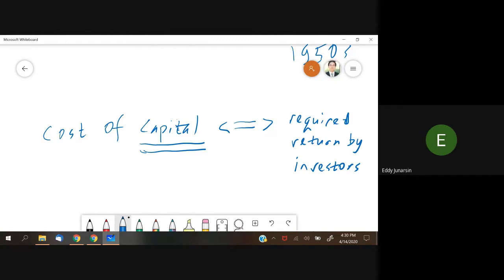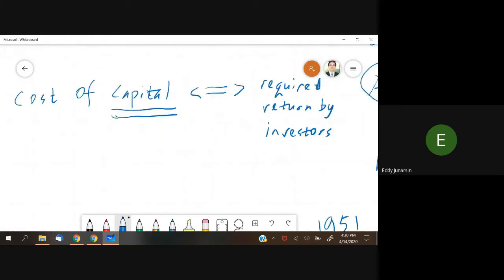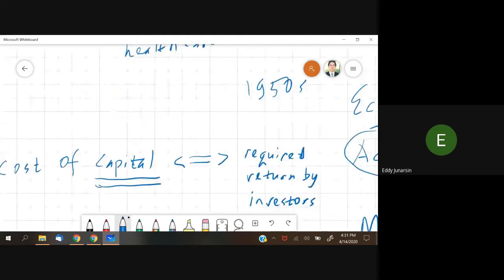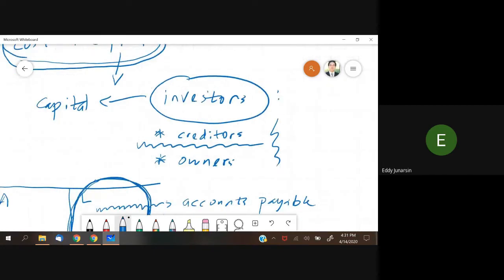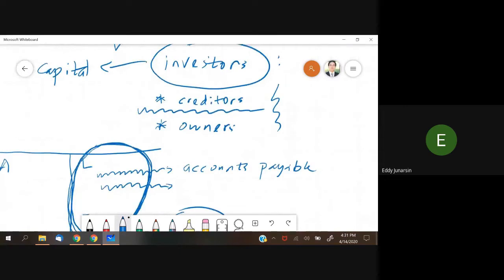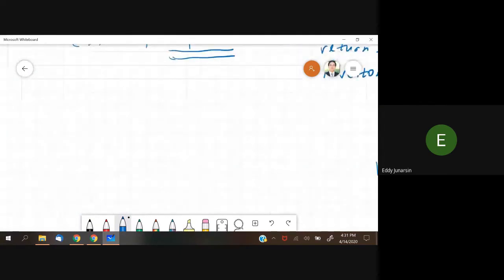Okay, so again, one more time, cost of capital is essentially the required return by investors. It's a cost to us as a company, as a business entity, what is the required return from the perspective of our investors. Again, who are our investors? Our investors are the financiers, the creditors, the owners. Why are they called investors? Again, because they ask something in return. Okay, now we'll go deeper into the cost of capital components.